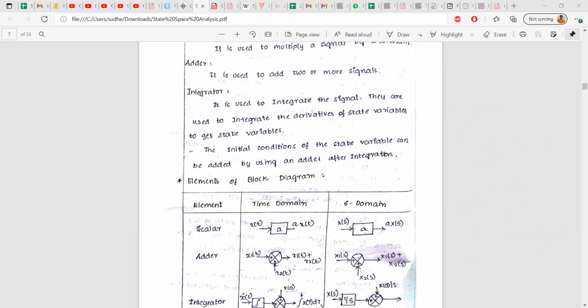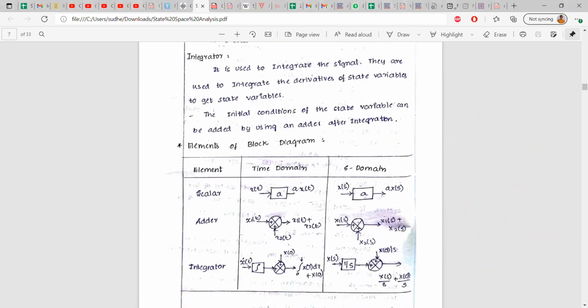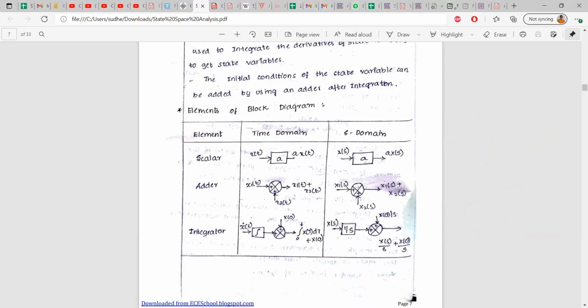After integration. So see, time domain and S domain. Scalar means multiplication factor: x of t equal to a into x of t, x of s equal to a into x of s. Adder, like summing: x1 of t plus x2 of t. In S domain, x1 of s plus x2 of s. Next, similarly, the differential state variable and normal state variable, integrator.